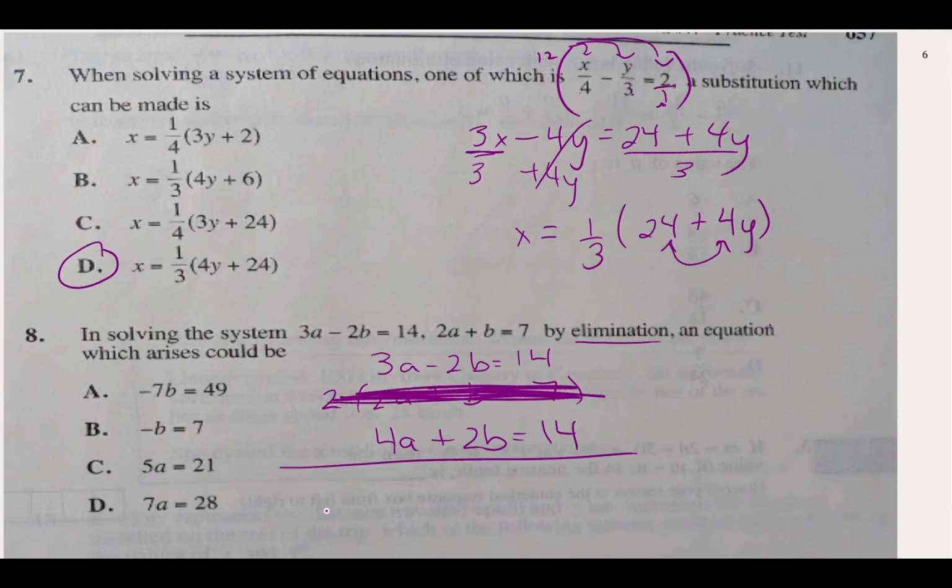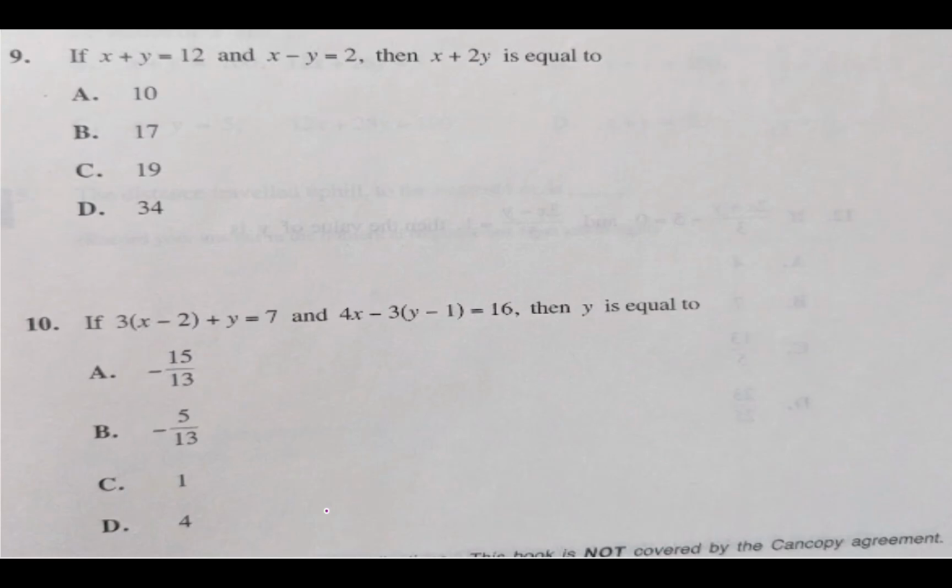And now with this one, if I'm trying to eliminate b, because the signs are different, I'm going to add my 2 equations together. So 3a plus 4a is 7a. Negative 2b plus 2b is 0, and then 14 plus 14 is 28. So this shows us our answer is D, because that is a situation that could arise, and then we can continue to solve for a.